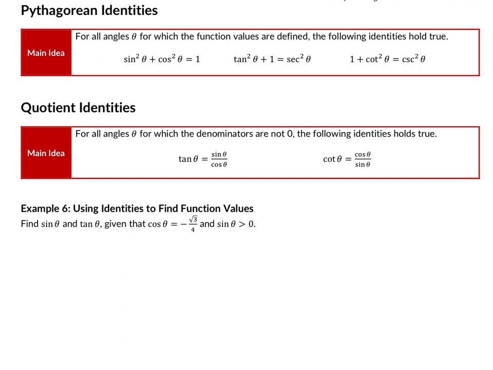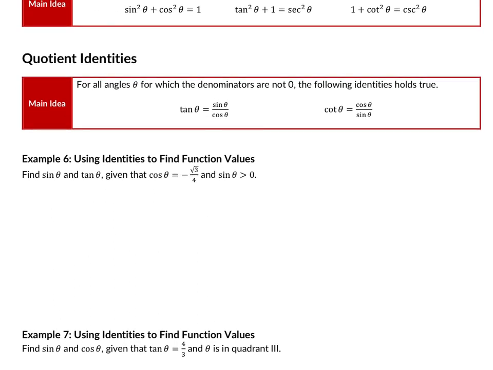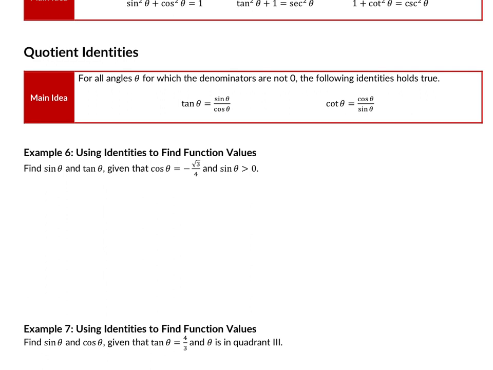It says, find sine of theta and tangent of theta given that cosine of theta is equal to negative square root 3 over 4 and sine of theta is greater than 0. All right, let's think about what we know. If we look at the All Star Trig Class, cosine is a negative number. How do I know this? Because it gave me a value for cosine that was negative. So the two quadrants where cosine is negative are the S and the T quadrants. It also told me that sine of theta is greater than 0. The two quadrants where sine is positive are quadrants 1 and 2. Which means we know that our angle is going to be in quadrant 2.